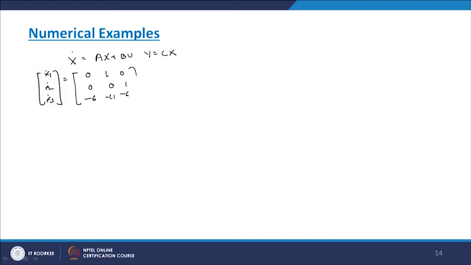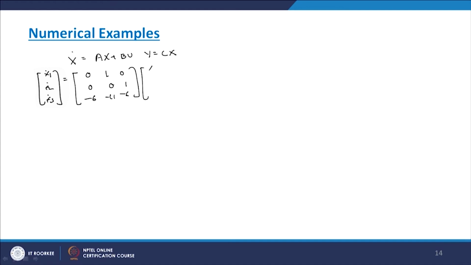So, we start with an example. We will take the example x dot equals Ax plus Bu, and y equals Cx. Here the model I am taking as 0 1 0, 0 0 1, minus 6 minus 11 minus 6.